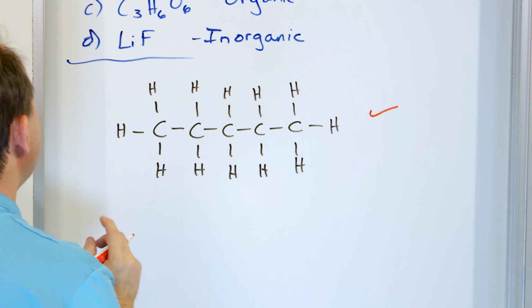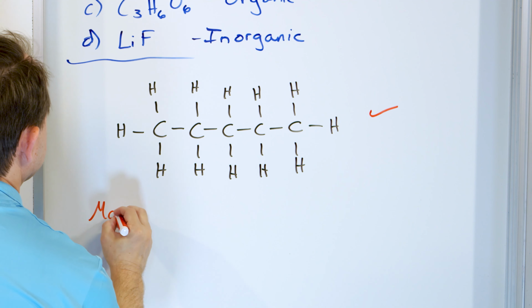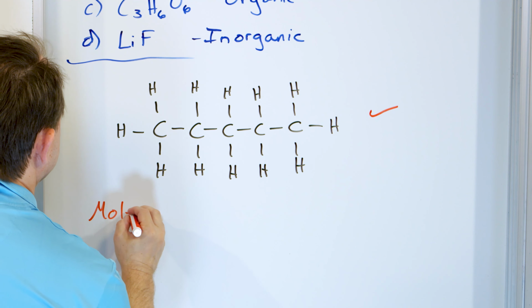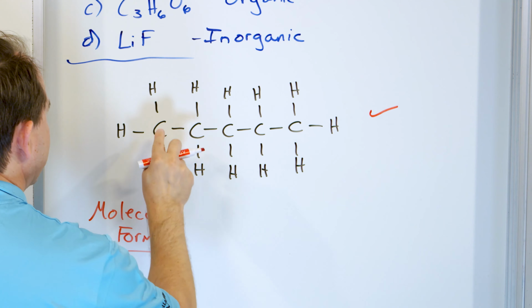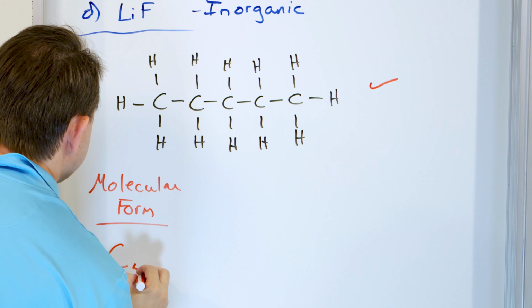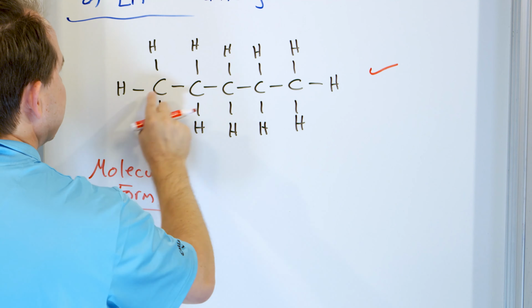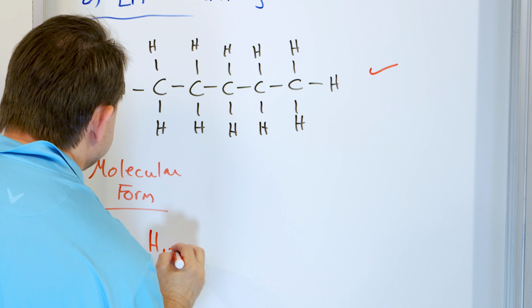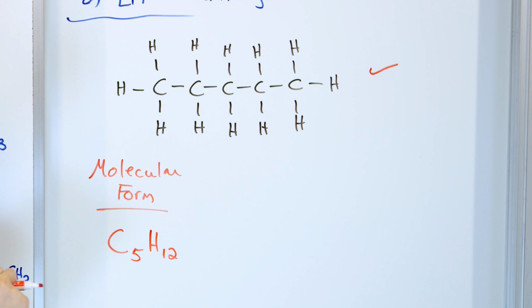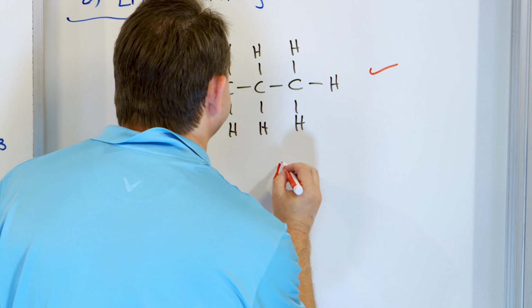Right, that's it. What would be the molecular formula? Molecular formula. Well, it's C, 1, 2, 3, 4, 5. H, here we have 10, and then 11, 12. H12. All right, now we ask ourselves next, what's the empirical formula?